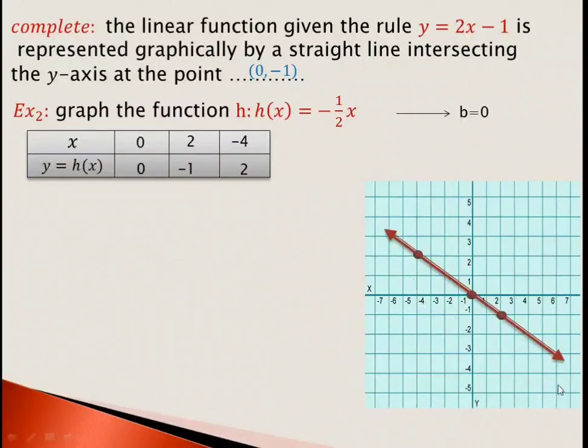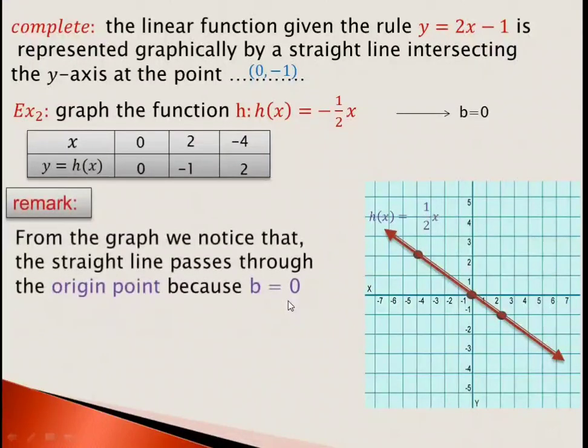From here we can deduce that this straight line passes through the origin point. So in general, we can say that the straight line passes through the origin point if the absolute term b equals 0.